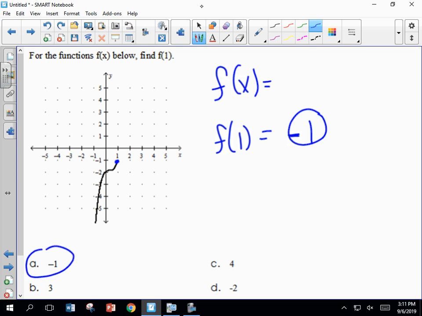And those are the last two things we're doing with functions and evaluating functions.